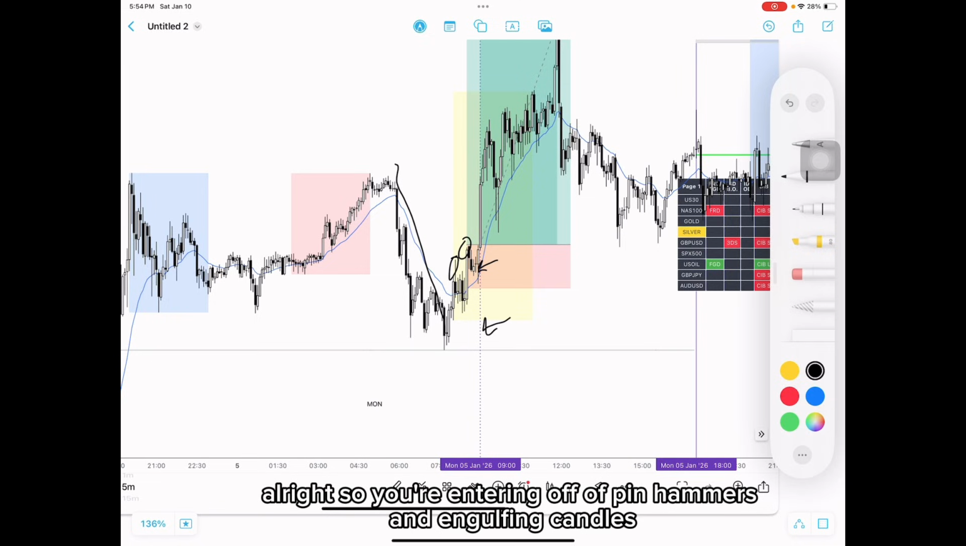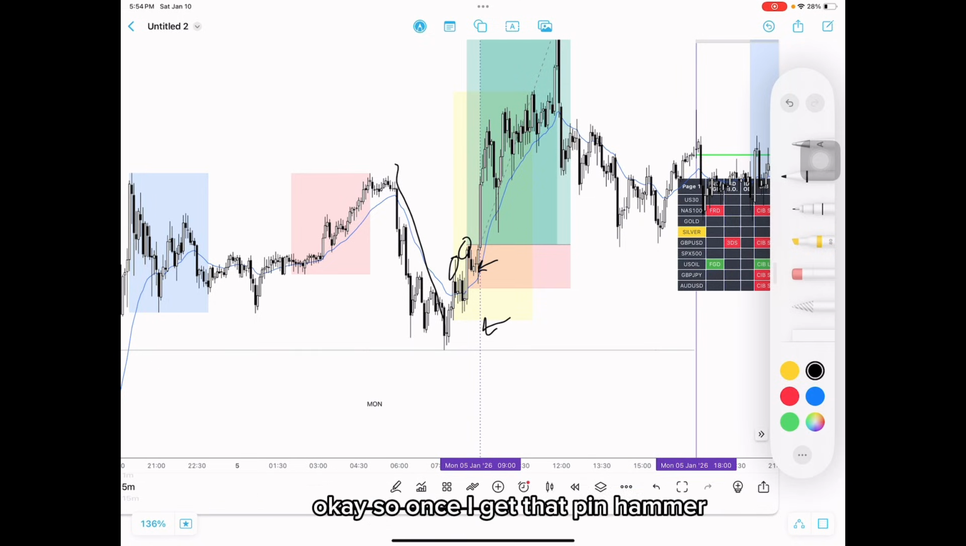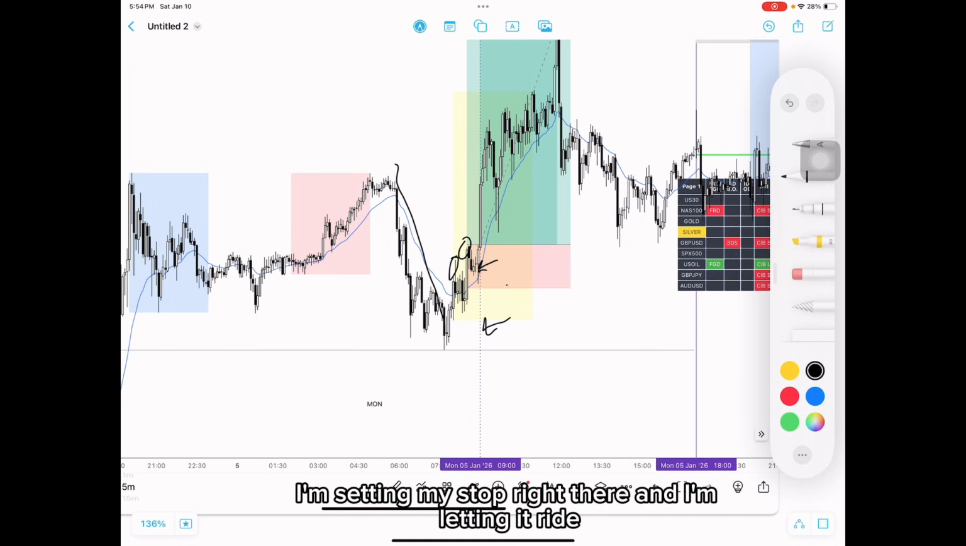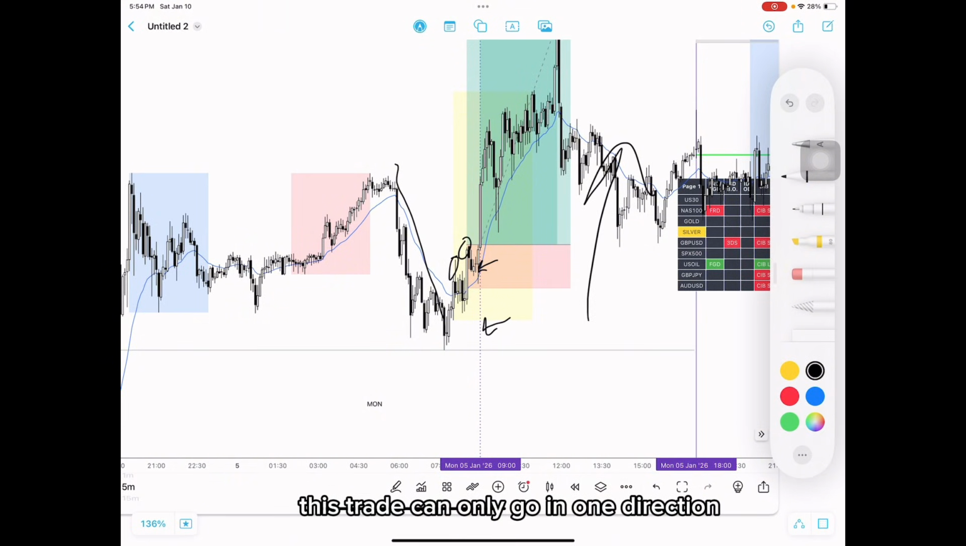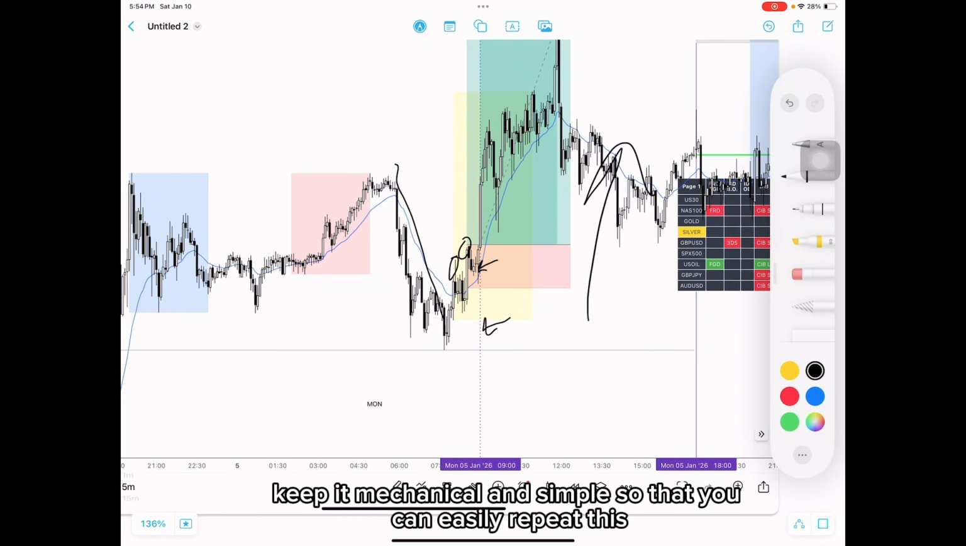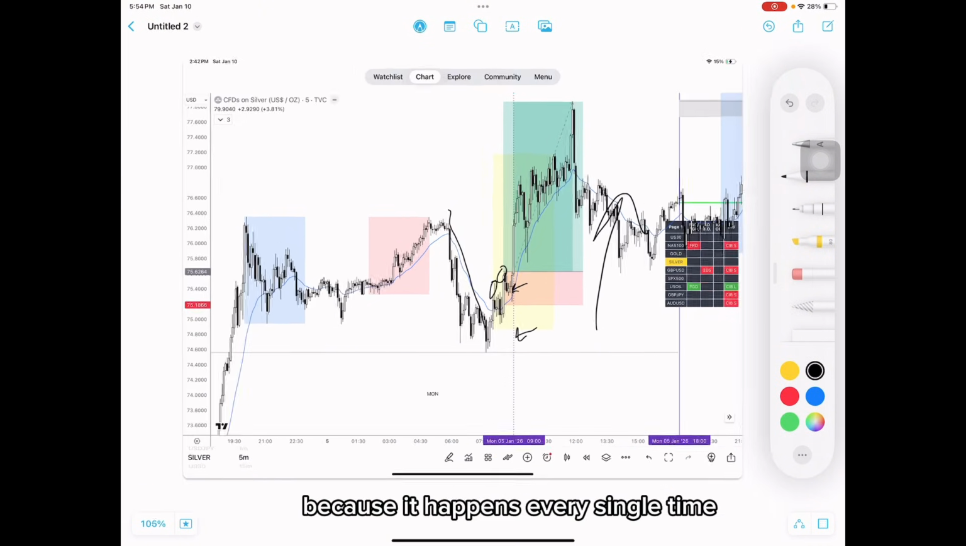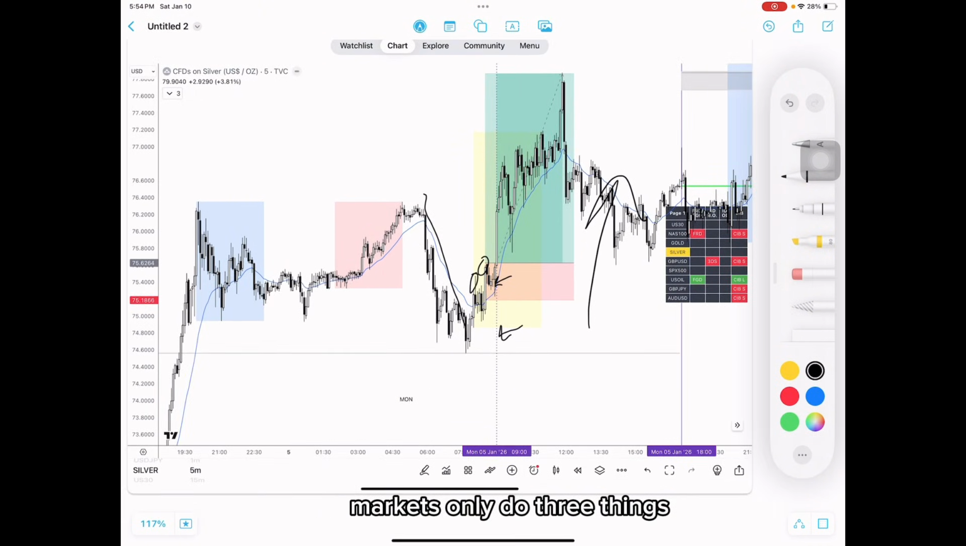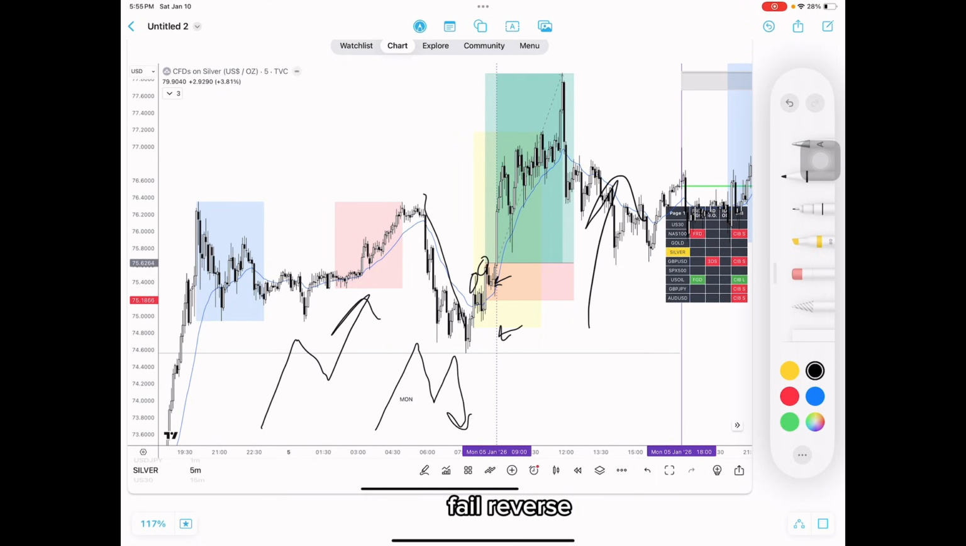All right. So you're entering off of pin hammers and engulfing candles. Okay. So once I get that pin hammer, I'm setting my stop right there and I'm letting it ride. This trade can only go in one direction. That's how easy this is, guys. Keep it mechanical and simple so that you can easily repeat this because it happens every single time. Markets only do three things: breakout, pullback, trend; breakout, pullback, fail, reverse; or just range. Okay. So that's what you're looking for.